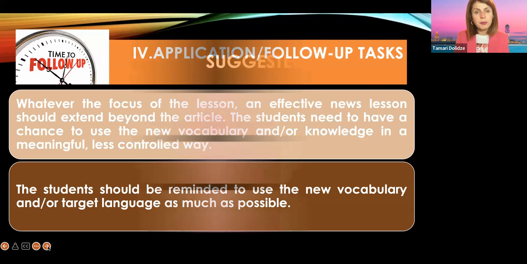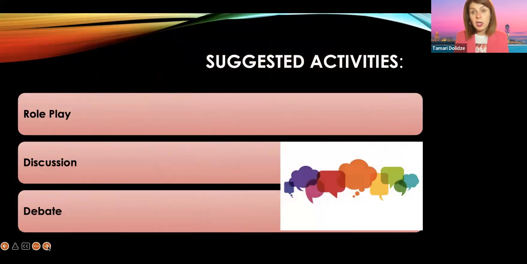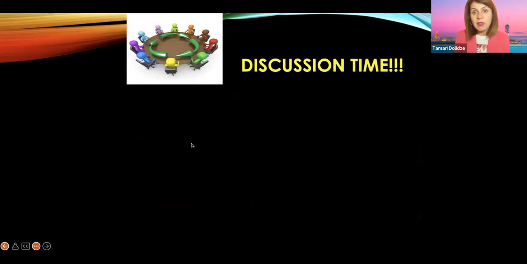And when we talk about suggested activities for this stage in a legal English class, in almost any legal English class, I can't avoid doing a role play activity. Of course, discussion needs less preparation, but it's very effective again. And of course, debates are one of the best activities, which can very effectively boost productive skills together, like maybe analytical thinking and research skills.